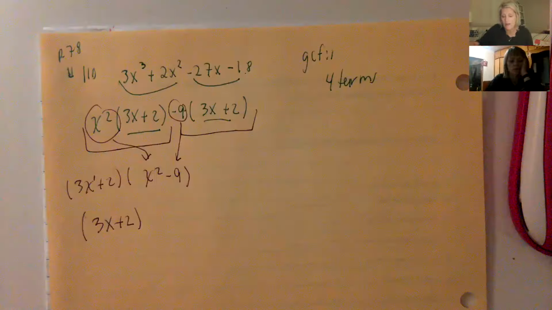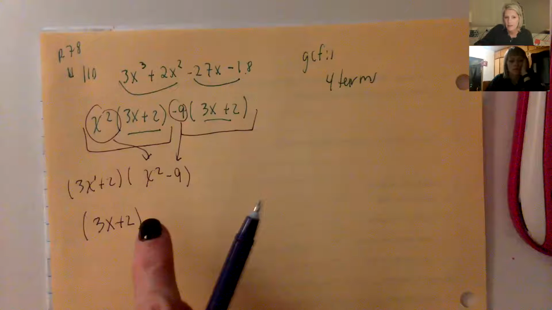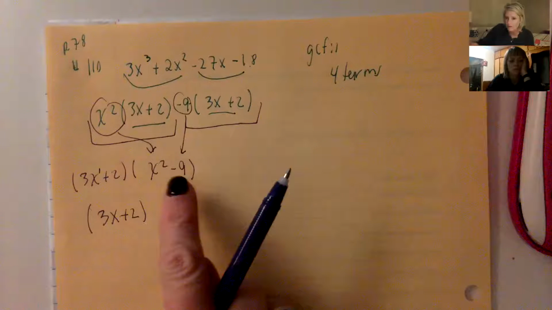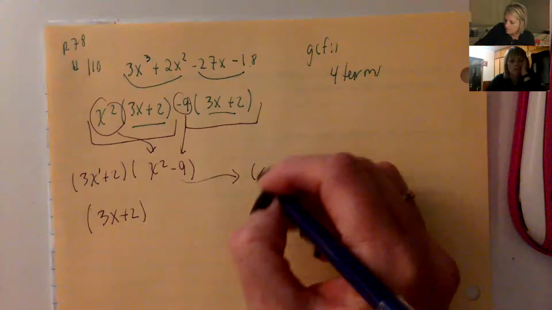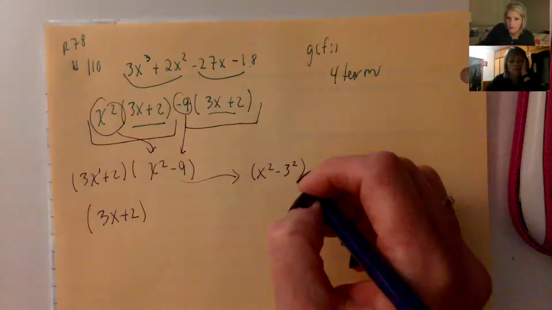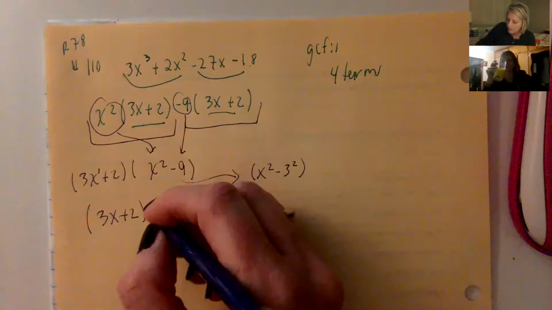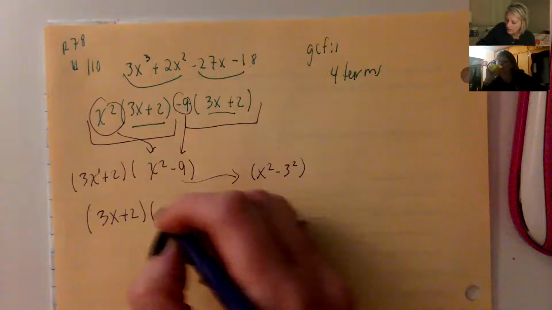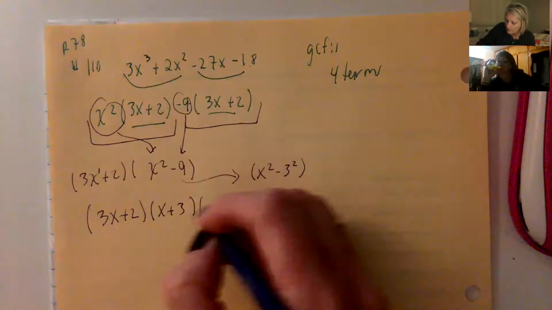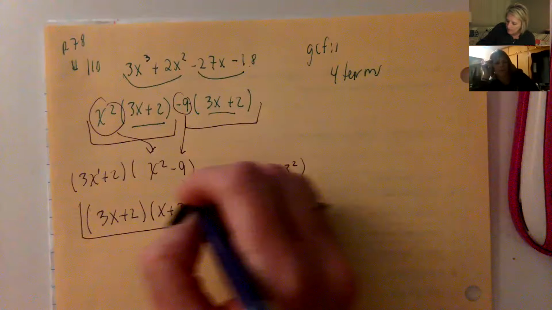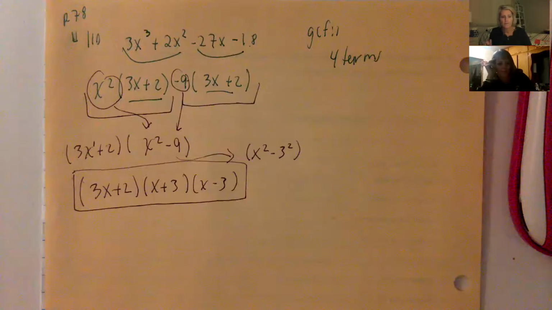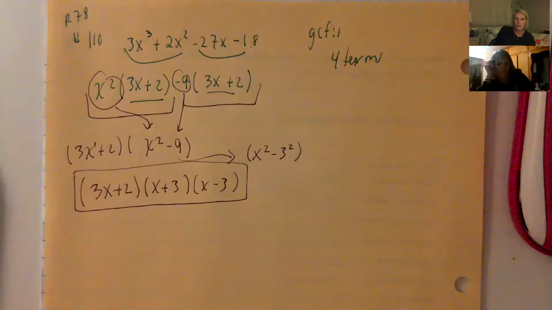As you do more of these, you'll start to see them, because this is x squared minus 3 squared. So it can factor into the special case of x plus 3, x minus 3. So that's one where the grouping method played out the way most of us use it.